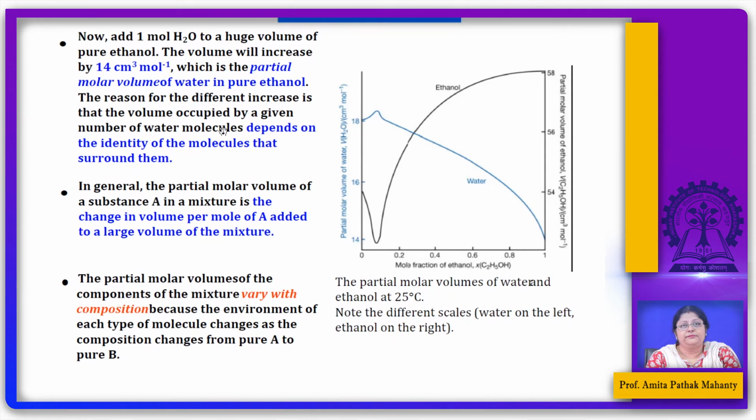So this is what happens in a real system. The partial molar volume of a substance in a mixture is the change in volume per mole of the substance added to a large volume of the mixture. If you look at this, the y-axis is the partial molar volume, and here I have the mole fraction. The example is of ethanol and water. Partial molar volumes of water and ethanol at 25 degrees centigrade. This is for ethanol and this is for water.